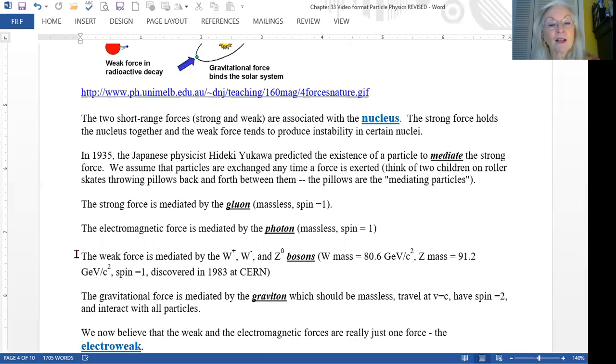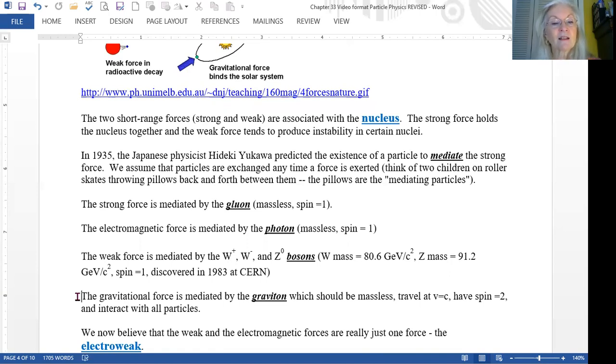They do have spin. And they've been experimentally verified back in 1983 at CERN, which is an international research facility in Europe. So the gravitational force is mediated by the graviton. It should be massless. It should travel at the speed of light and have spin of 2 and interact with all particles.